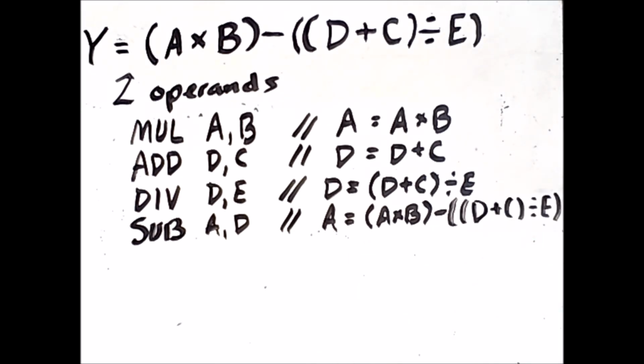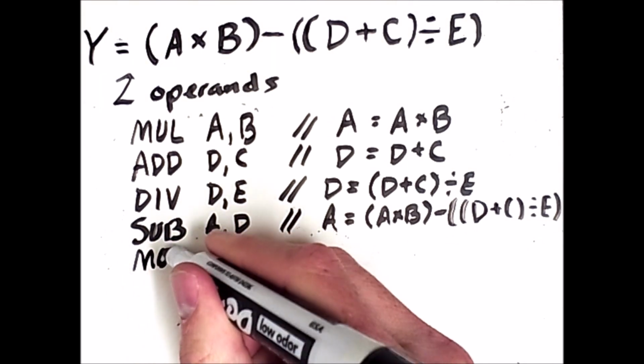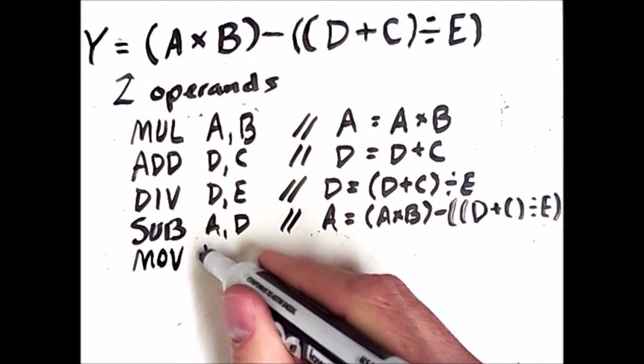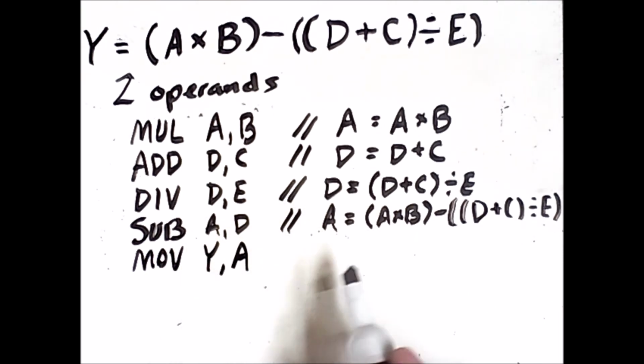And this is the result we want, but it's in the wrong variable. We need to store it in y. And so we actually will use our move instruction to move a value into y from a. And so now y equals that expression, and we are done.